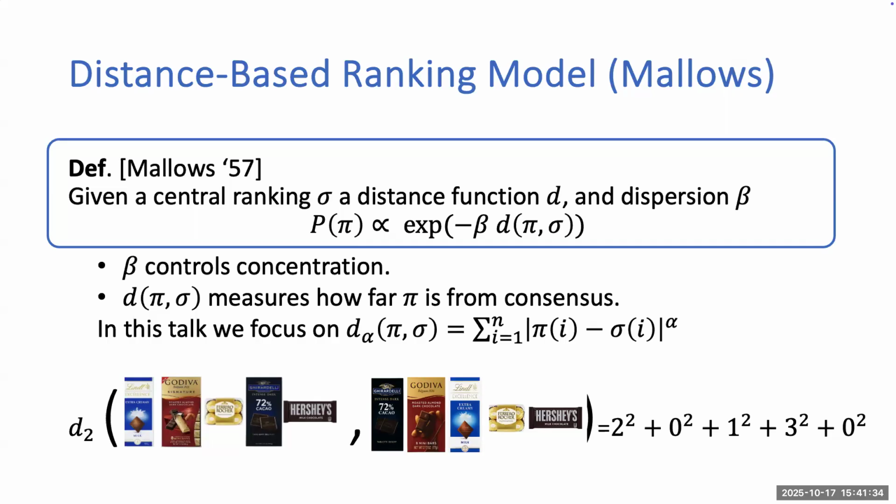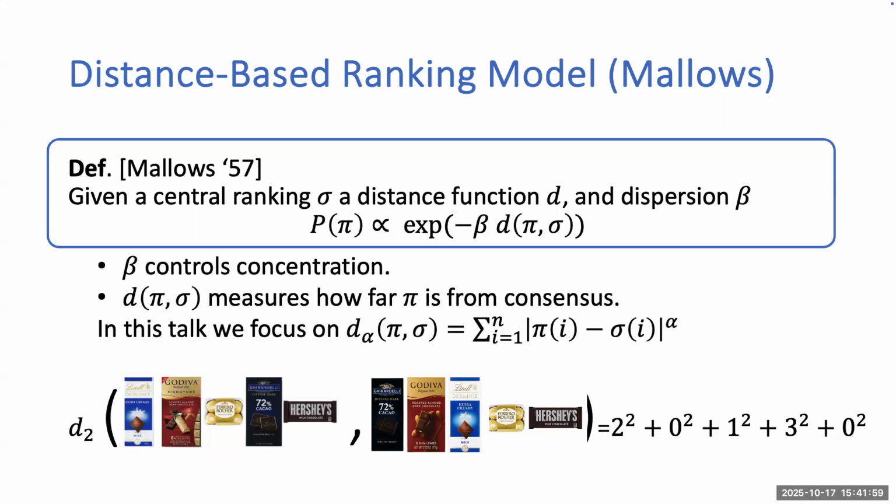I want you to remember the three parameters here: beta is the dispersion, sigma is the central ranking, and alpha is controlling the distance. And what does it mean to have a higher alpha? It means that we penalize more for diverging from the central ranking. Lower alpha means that I'm not penalizing them as much.